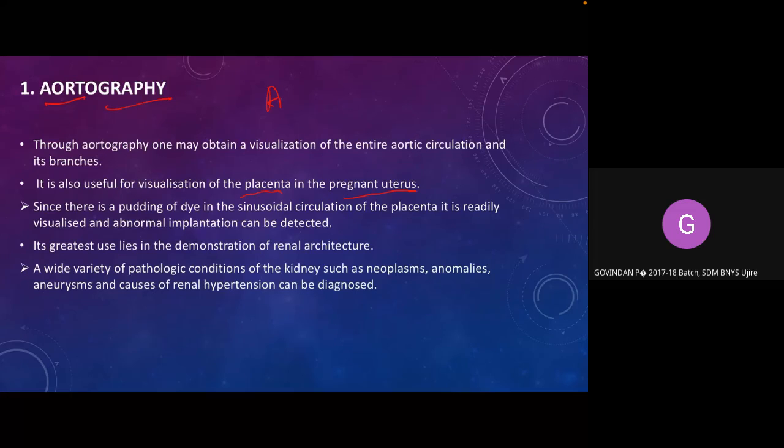Okay, then we have what is called a pudding of dye, because the placenta is like this and there are numerous vessels, so it will look like a huge pudding which is colored. Okay, and abnormal implantation, as I told, can be detected. Also, it is useful in demonstration of renal architecture. We saw in the first slide that brain architecture was available, and now renal architecture you can see.